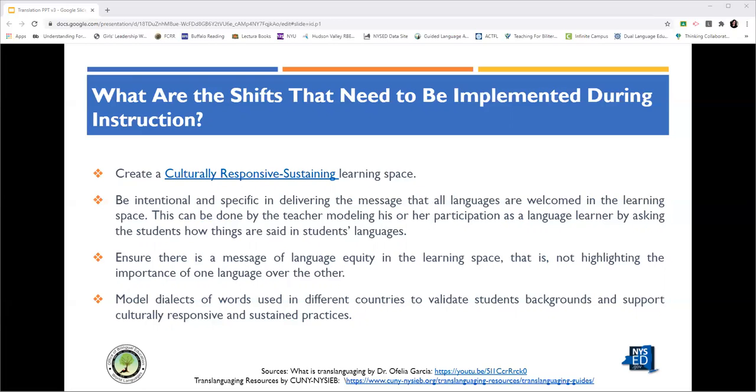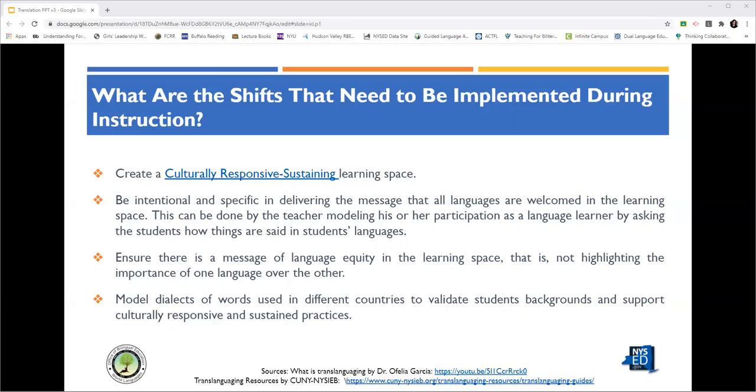And this can be done by you modeling his or her participation as a language learner by asking the student how things are said, even making mistakes, showing the student that you are also making mistakes in learning a new language. It's a natural process of language learning. You can ensure there's a message of language equity in the learning space. That is, you're not highlighting the importance of one language over the other.